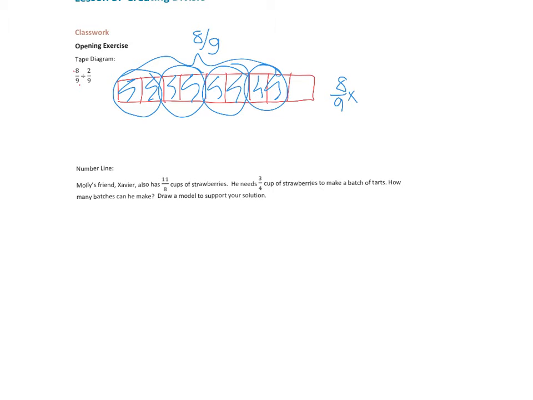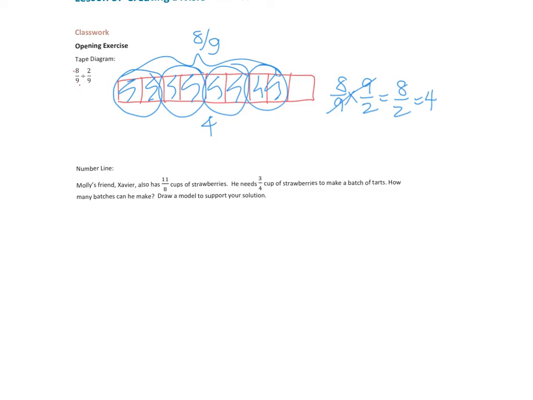8 ninths times the reciprocal of 2 ninths is 9 halves. Cross cancel, I get 8 over 2, which equals 4. So that checks out. Perfect. So now it says they want me to also use a number line.